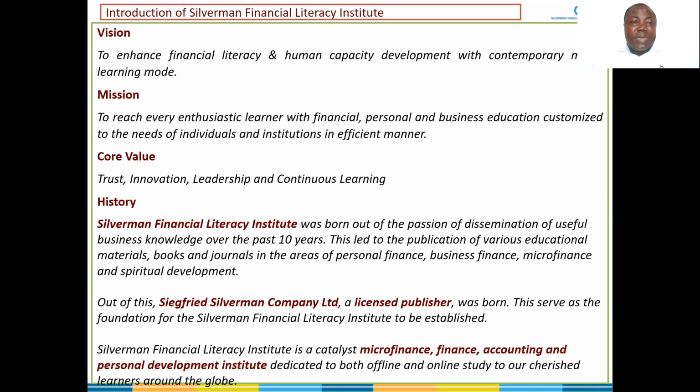So our vision is to enhance financial literacy and human capacity development with contemporary mixed learning mode. And then our mission is to reach every enthusiastic learner with financial, personal, and business education, customized to the needs of individuals and institutions in an efficient manner. What is our core value? That is trust, innovation, leadership, and continuous learning.